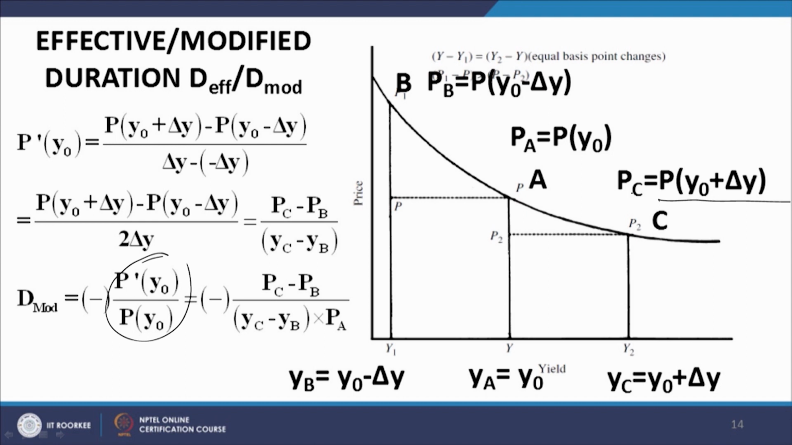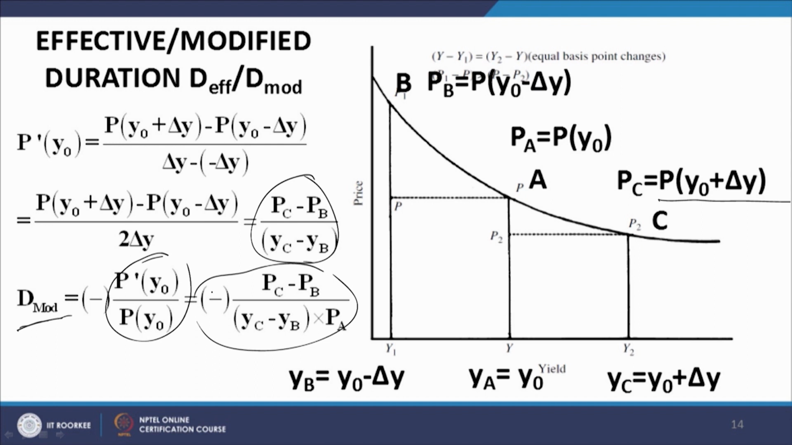So, to calculate P dash of y 0, what do we do? We subtract P c from P b and we divide it by the total change in yield from the point C to the point B, that is equal to delta y minus minus delta y. So, that is 2 delta y. So, that gives us this expression here, and on substituting this expression of P dash of y into the expression for modified duration that we have here, we get the expression for the modified duration as this quantity. Right. So, the derivation is quite simple.